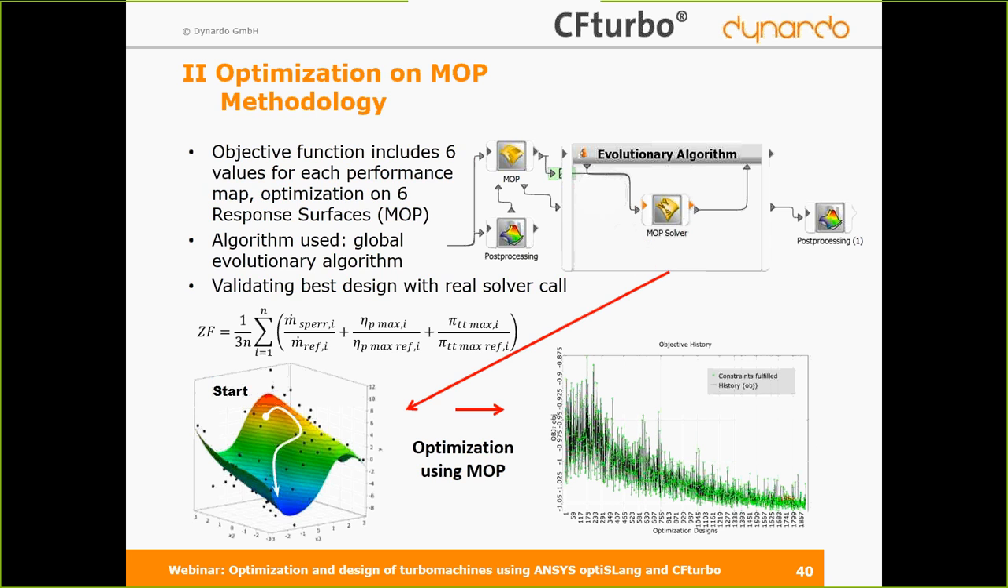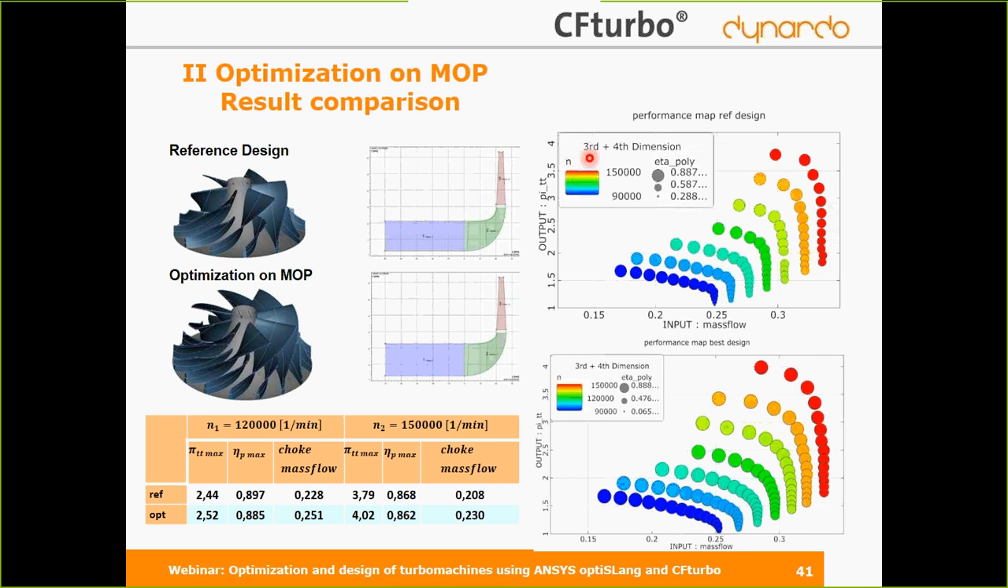This has been done, and after that we analyzed the reference design and the optimized design on the MLP in more details. So we calculated more operating points, and we can have a look at the results regarding both speed lines. We can see, for example, the pressure ratio has been increased at both speed lines. The choke mass flow has been increased, and the efficiency keeps constant or slightly decreased compared to the reference with the optimized design.